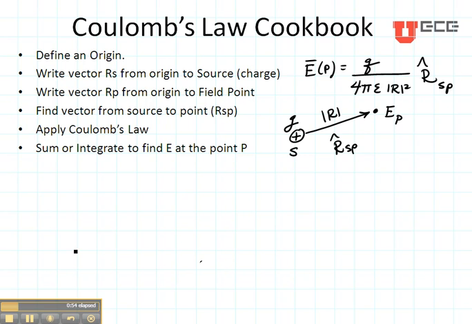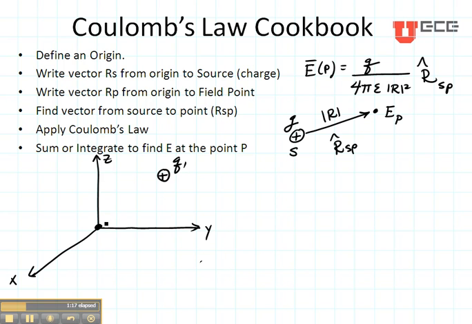Let's suppose that I had lots of different charges and I needed to add them all up. The easiest way to do that is to define a coordinate system with a convenient origin. So here's my x, my y, and my z coordinate system. Right there is a convenient origin for me, and right here is my first point, q1.